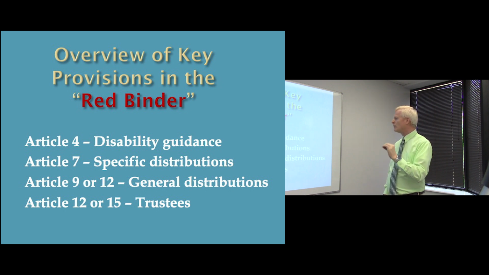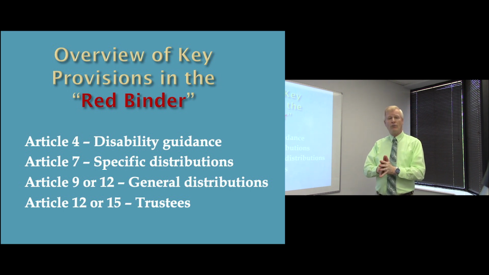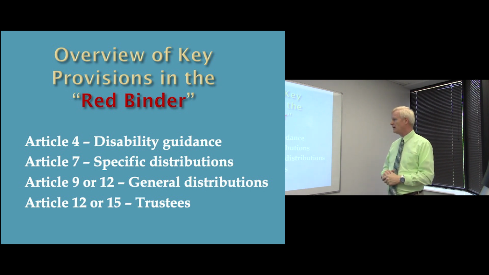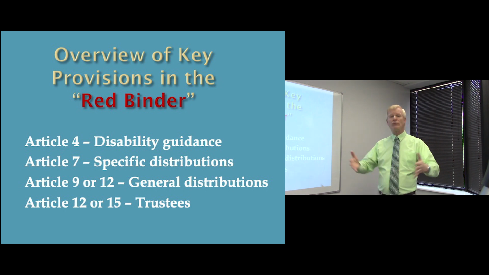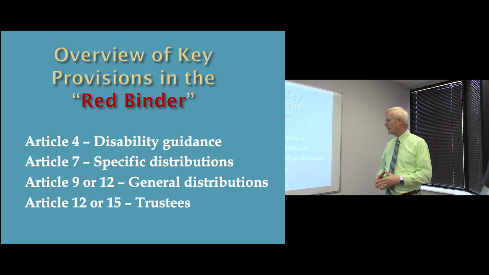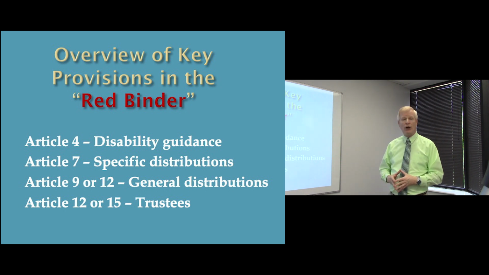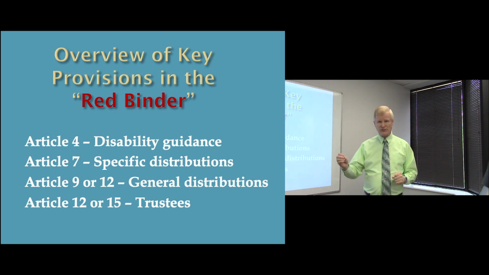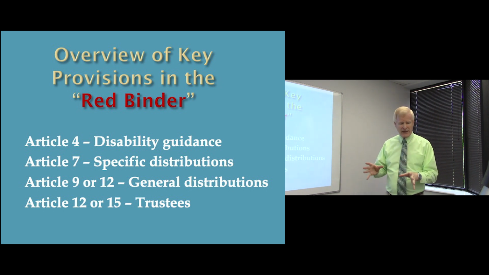So highlighting Article 4 is your guidance for mental disability. Article 7, your guidance for specific distributions of certain tangible items of property. Article 9 or 12 is your guidance for the general distribution of the trust, of all the assets. Article 12 or 15 is where you go to find who the disability trustees are, who the death trustees are. Those are the main highlights of that big long document.